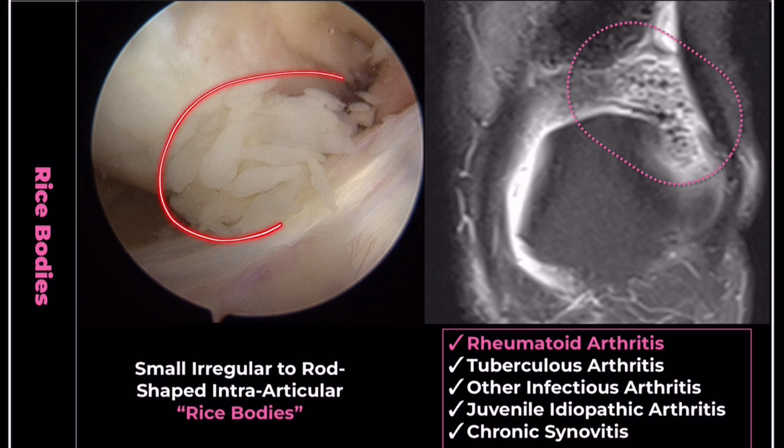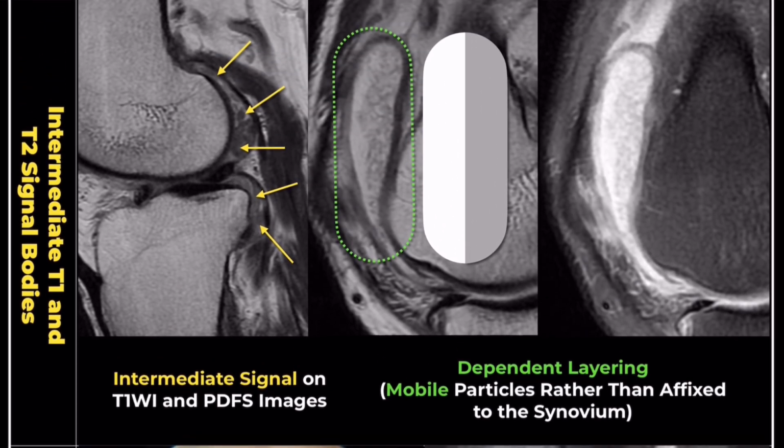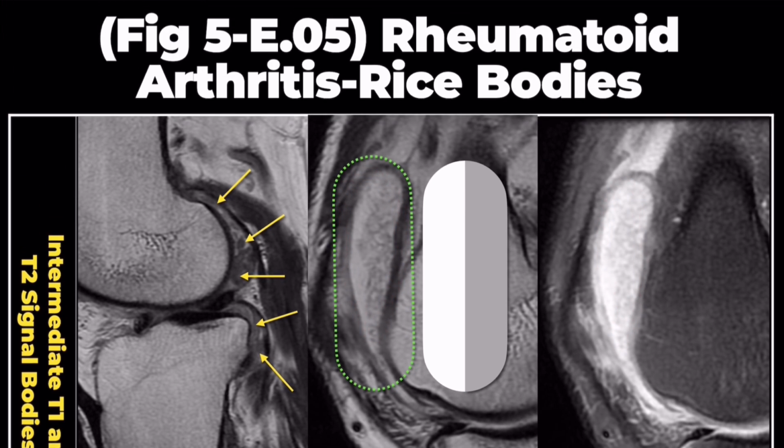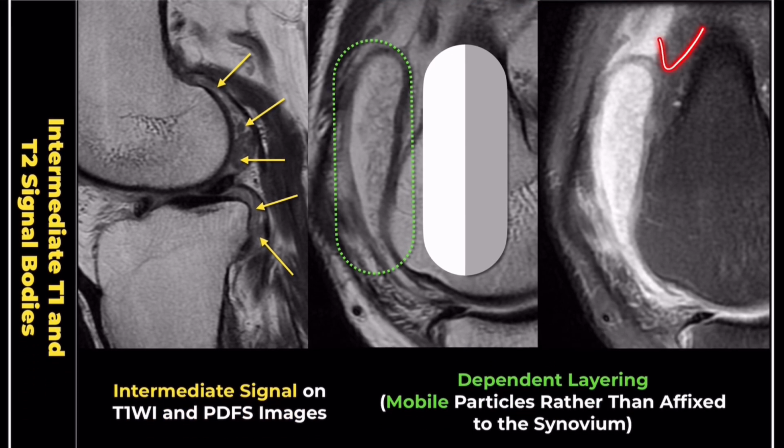Previously, we observed numerous tiny nodules with intermediate signal intensity in a patient with rheumatoid arthritis. These small, irregular intra-articular structures, known as rice bodies, demonstrate intermediate signals on both fat-suppressed PD and T1 weighted images.